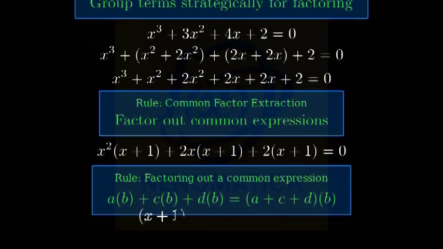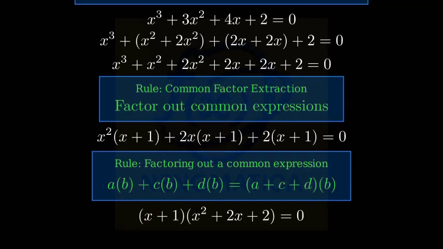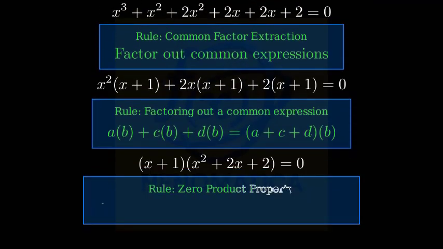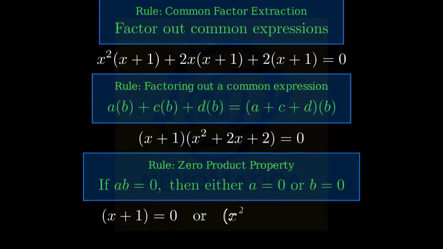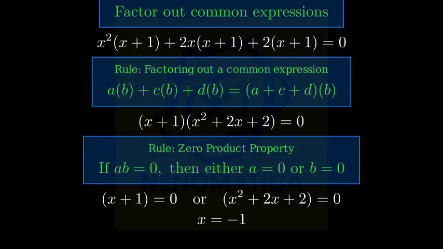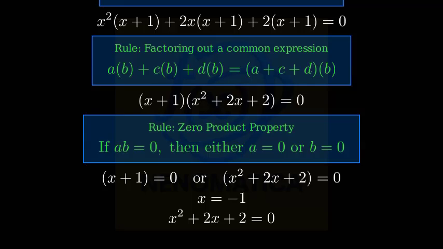(x plus 1) times (x squared plus 2x plus 2) equals 0. By the zero product property, if a product equals 0, then at least one of the factors must be 0. So either x plus 1 equals 0, or x squared plus 2x plus 2 equals 0. From the first equation, x equals -1. For the second equation, x squared plus 2x plus 2 equals 0, we need to determine if it has real solutions.